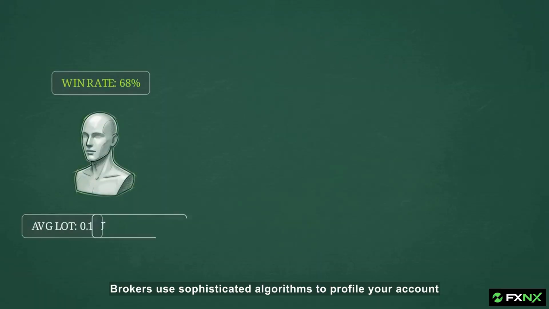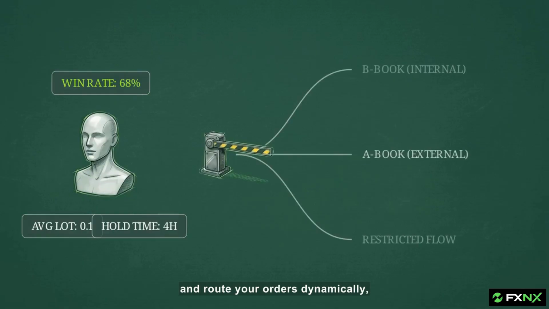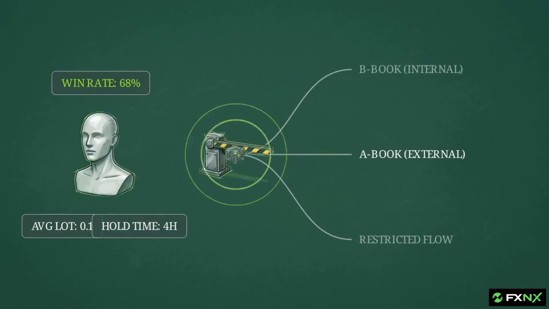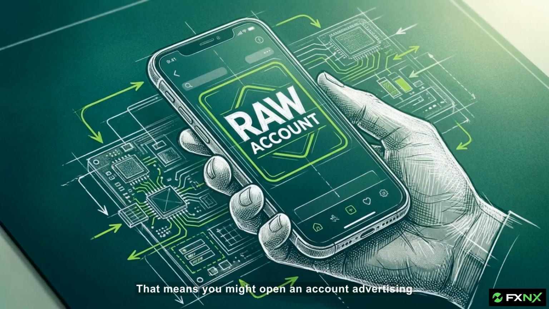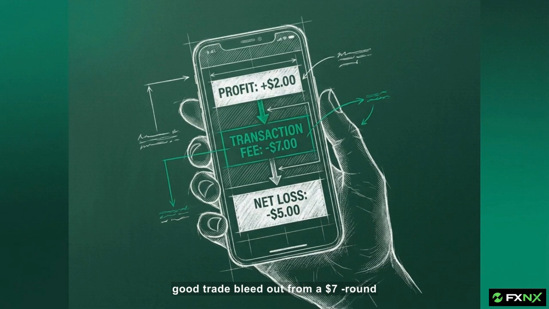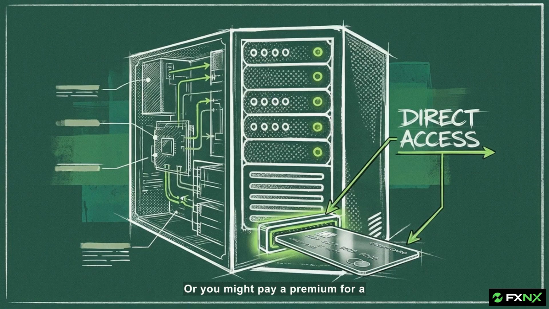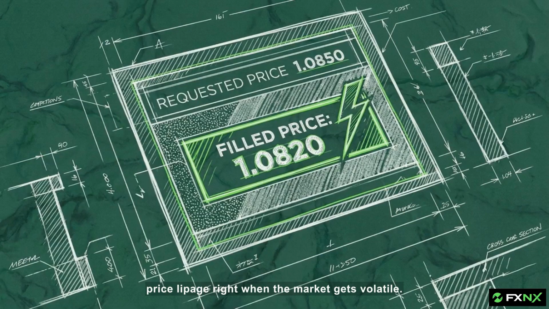Today, you are trading in a hybrid reality. Brokers use sophisticated algorithms to profile your account and route your orders dynamically, depending entirely on your trading volume and strategy toxicity. That means you might open an account advertising 0-pip spreads, only to watch a perfectly good trade bleed out from a $7 round-turn commission.